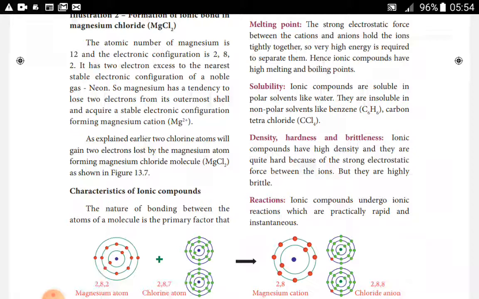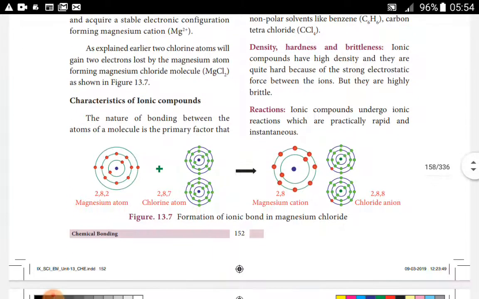And the formula of magnesium chloride is MgCl2. So here, 2 chlorine atoms are going to combine with a magnesium atom. Each chlorine atom is going to gain 1 electron from the magnesium atom, and the magnesium chloride molecule is formed. So the nature of bonding between the atoms of a molecule is the primary factor.